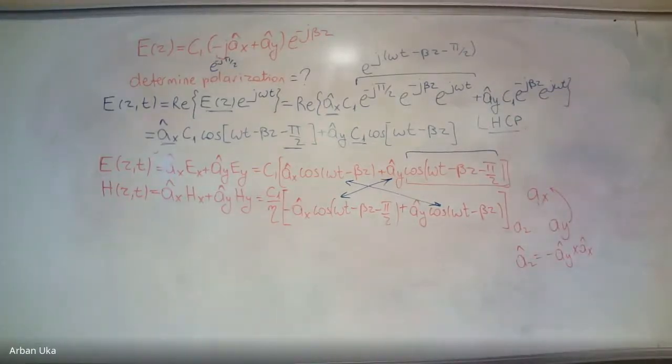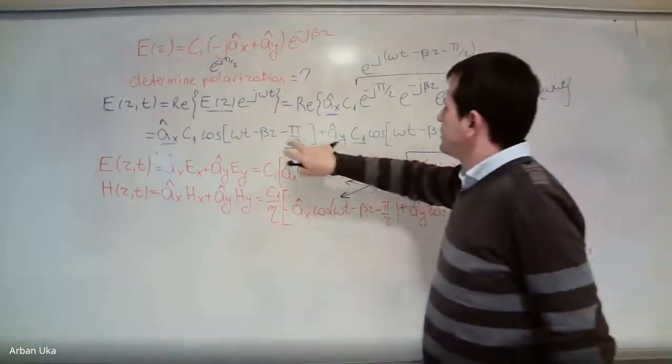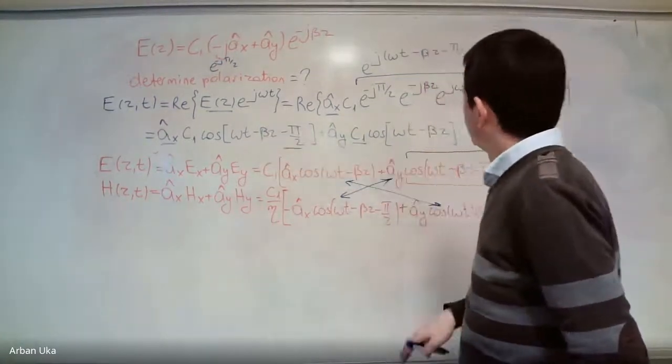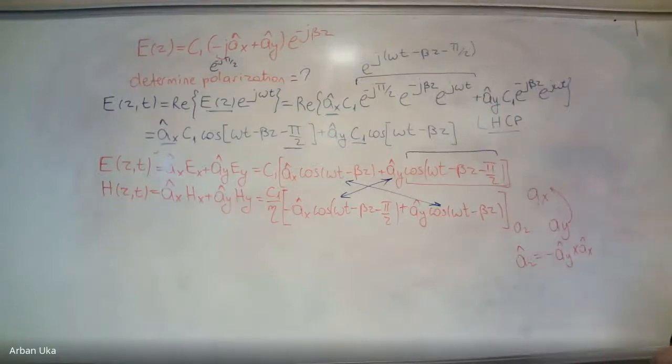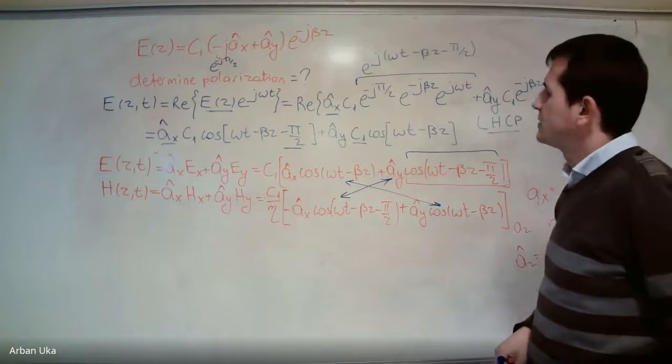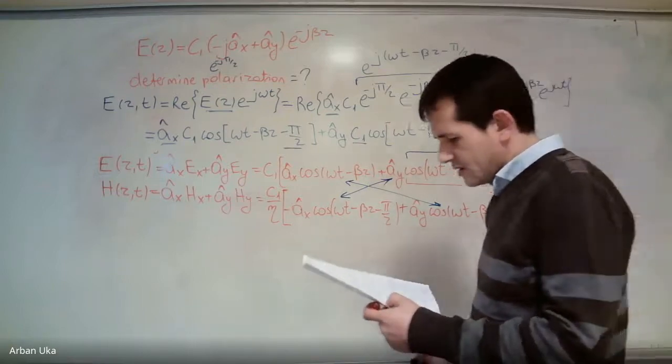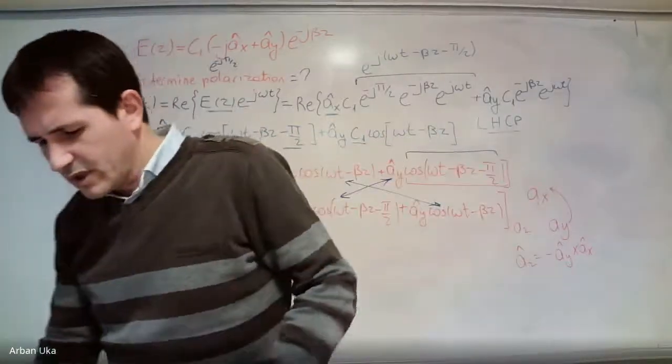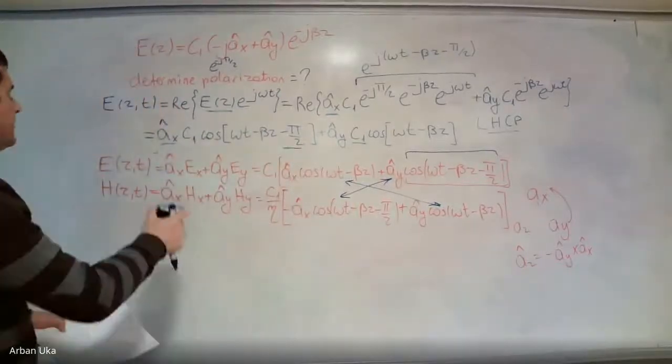And for left hand circularly polarized, what we can do is that we can fix z equal to 0, and we can progress in time. So if we set here z equal to 0, we can observe how EX and EY will be. So wait a second, this is going to be 1, yes. So this is, then the next question we can ask is the following.